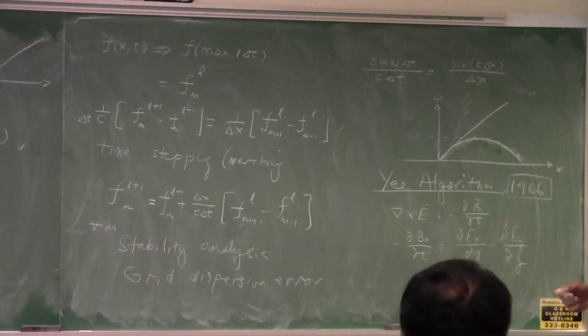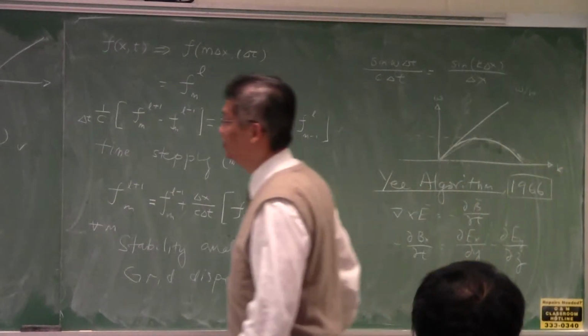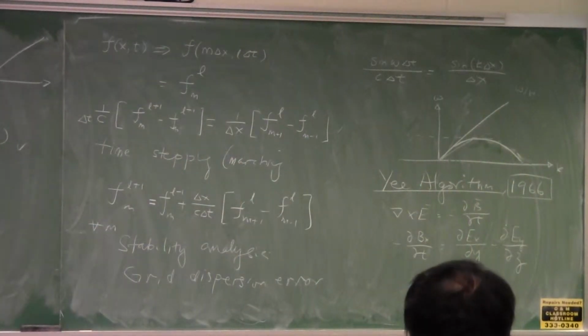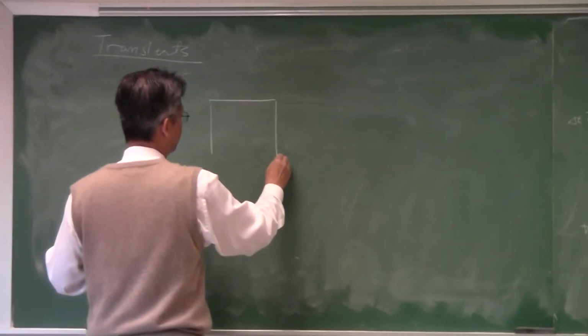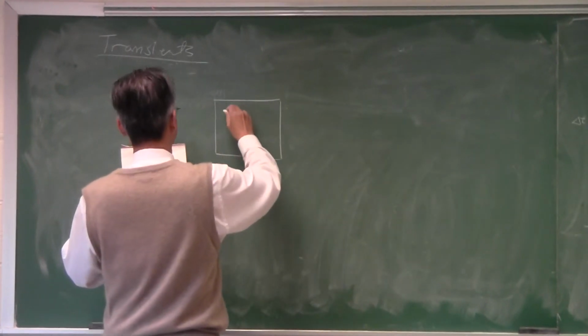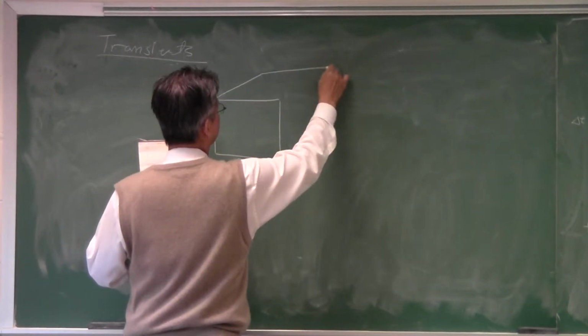In a nice fashion, Mr. Yee, Kane Yee is his full name, actually came up with this very nice idea that he did define and design a grid that looks something like this, that staggers the E and the H field.